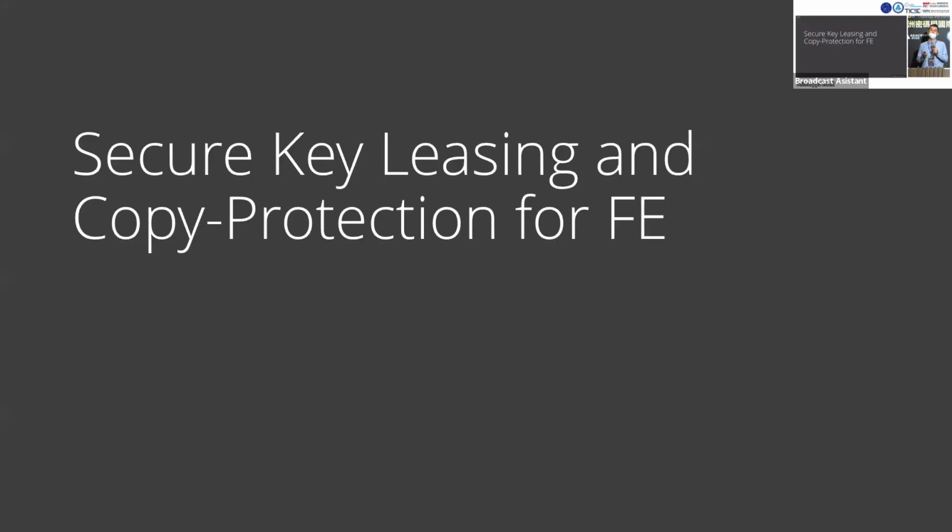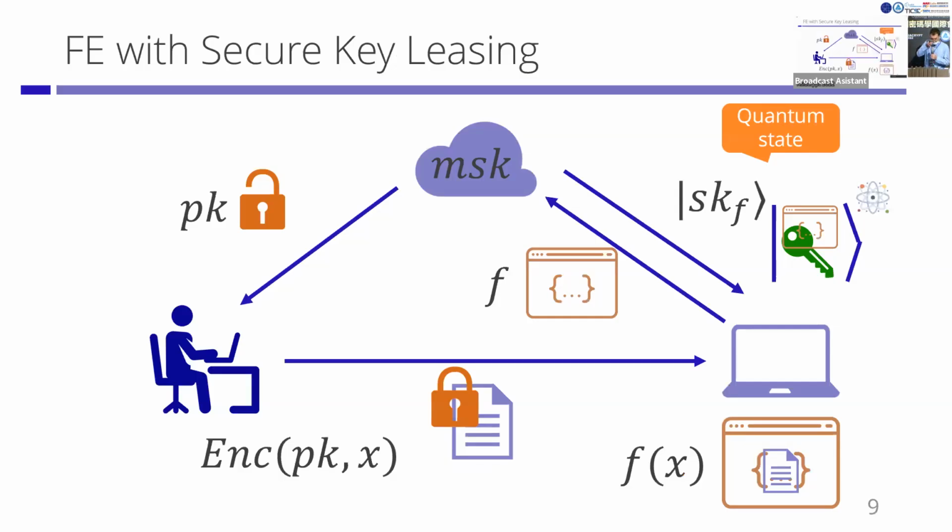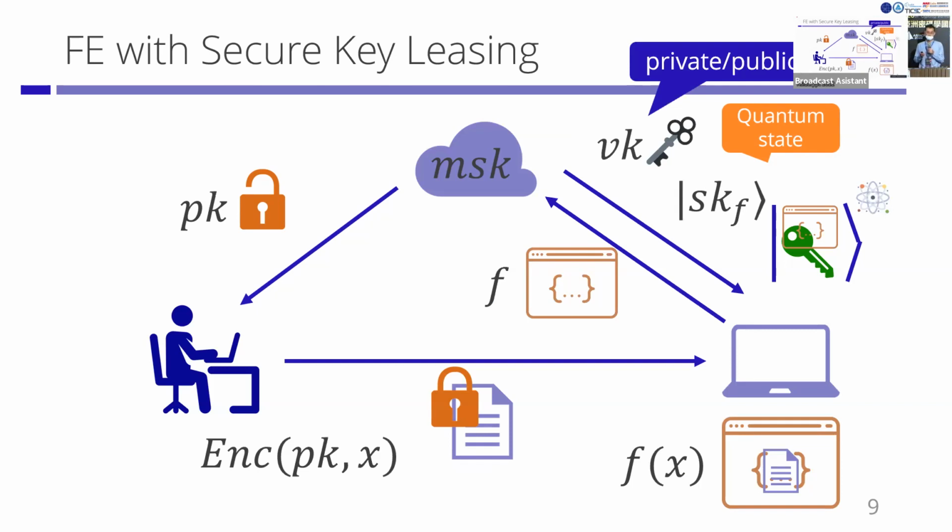In this work, we focus on functional encryption, and we introduce the notion of FE with secure key leasing, where we can delete functional decryption keys. We also introduce the notion of single decryptor functional encryption, where functional decryption keys are copy protected. In FE with secure key leasing, the big difference is that a functional decryption key is a quantum state. And the key generation algorithm also generates a verification key for each functional decryption key. This verification key is either private or public. In this work, we consider all verification keys to be private.